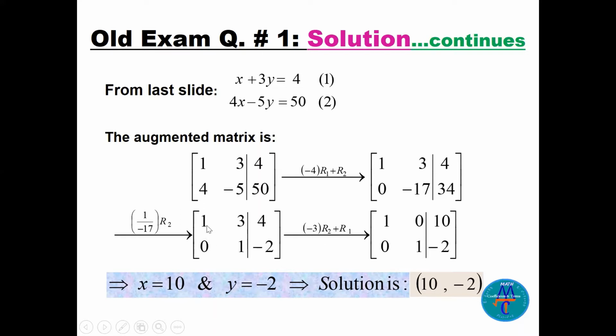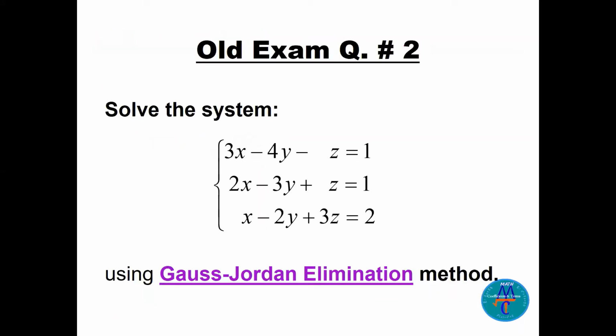So this is already 1. You multiply here by the minus 3, you add, you get 0. Minus 3 times minus 2 is 6. You add to 4 is 10. So now easily I can say x will be 10, y will be minus 2, and that will be the solution of the system. Now this is the same idea, 3 by 3, it is already arranged.